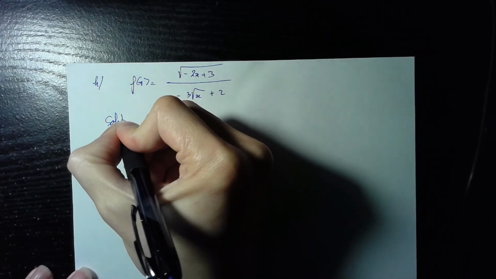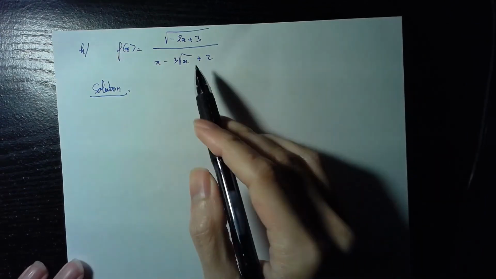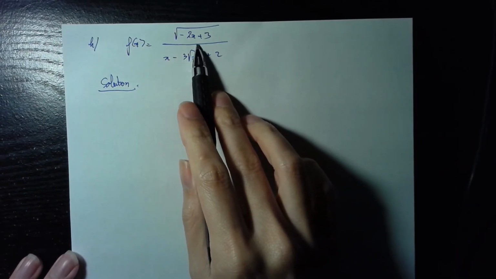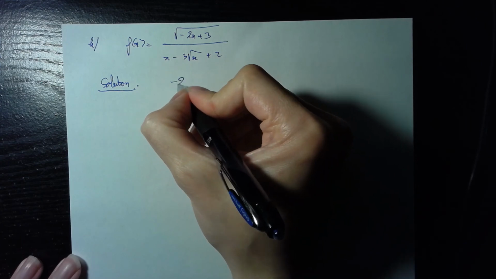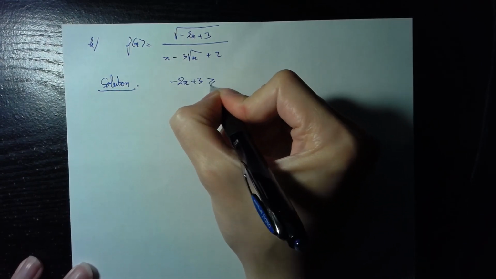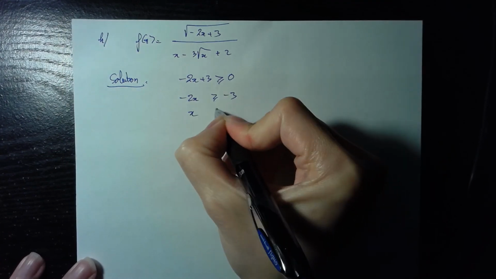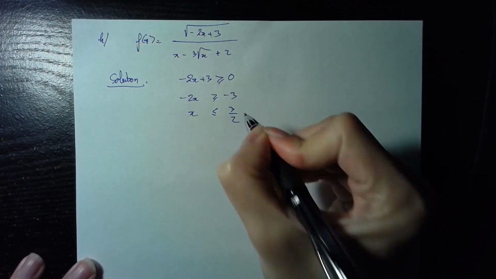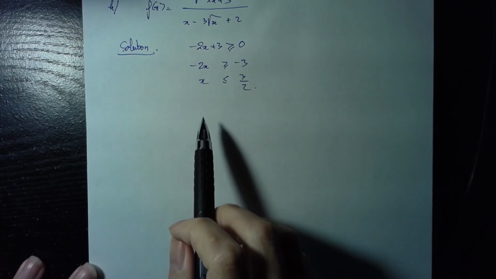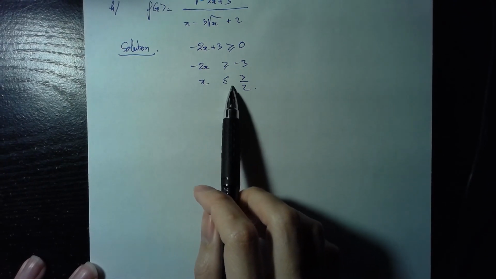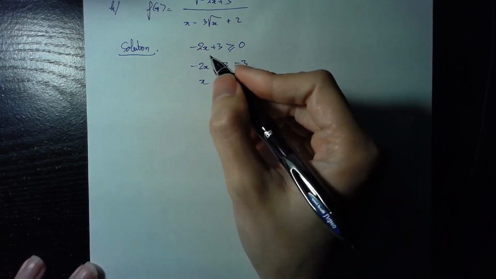Okay, so let's consider the top first. As I already told you, the radical cannot be negative, so everything inside must be greater than or equal to 0. So I have negative 2x greater than or equal to negative 3. X must be less than or equal to 3 over 2. So the domain will be everything less than or equal to 3 over 2.